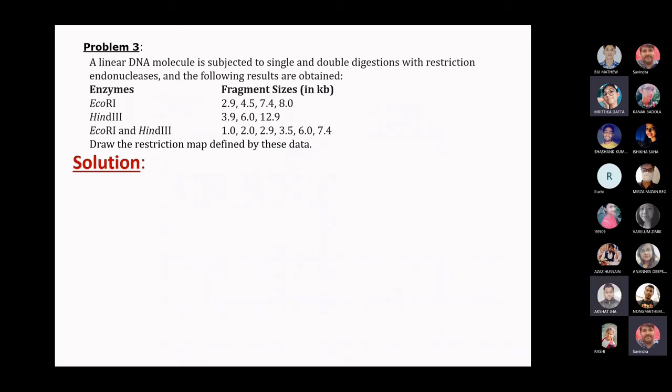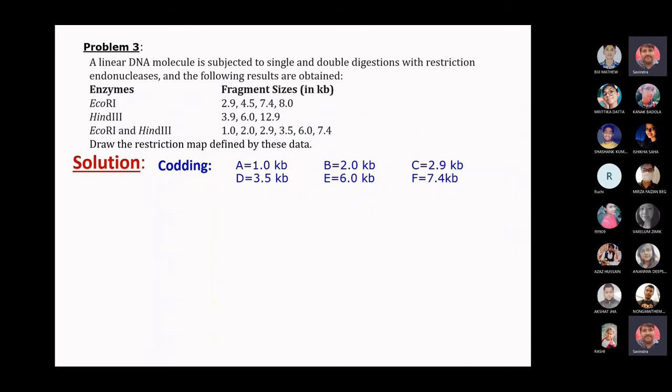Coding. So for coding, what will you do? We give code A to the 1 kb fragment. For the 2 kb fragment we gave the code B. For the 2.9 kb fragment we gave the code C. For 3.5 kb we gave the code D. For the 6 kilobase pair fragment we gave the code E, and so on for the 7.4 kilobase pair fragment, F. What is the next step?